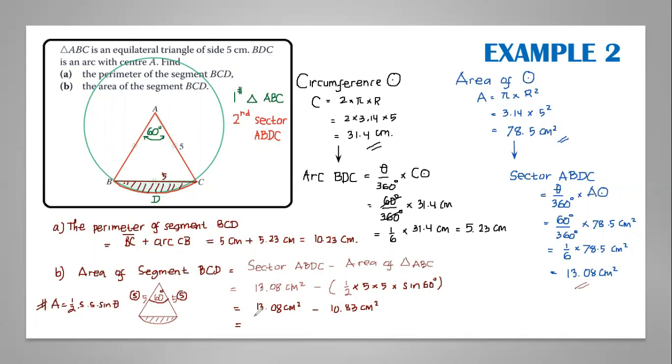13.08 minus 10.83. We got the shaded area is 2.25 centimeter square. Done. Very easy, right? That is how to find the perimeter of segment BCD and the area of segment BCD. Very easy. Okay, so then we go to the next question.